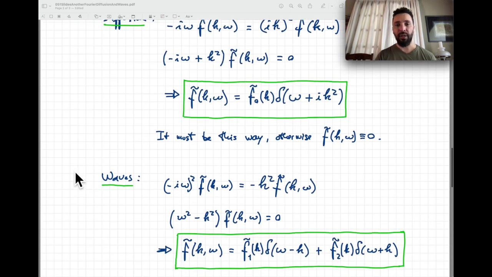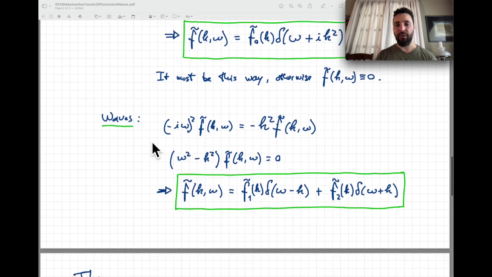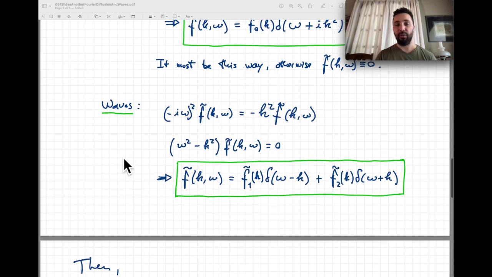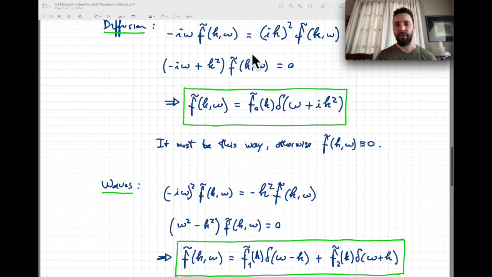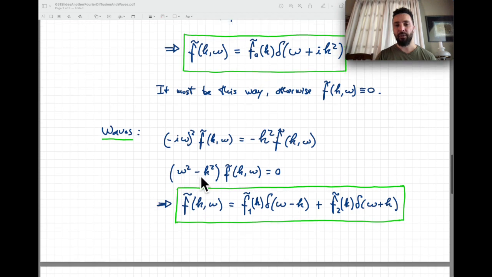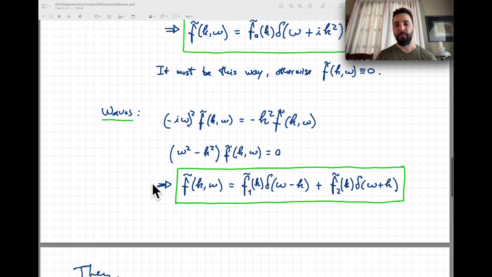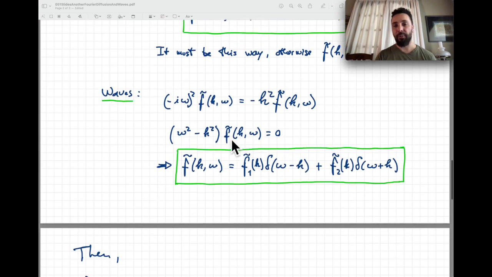Now, in the case of waves, you can carry through the same process, and you get two derivatives on the time side, and so you get minus i omega quantity squared, and then minus k squared on the spatial side. And so when you put all that together, you get this equation, which is the analog of the diffusion case that we saw here. So in the case of waves, we have omega squared minus k squared times f tilde of k, omega equal to 0. And that tells us that there must be two contributions at most to f tilde of k, omega, where one saturates at omega equal to k, another one at omega equal to minus k, because that's when this vanishes. Everywhere else, f tilde of k, omega has to be 0.